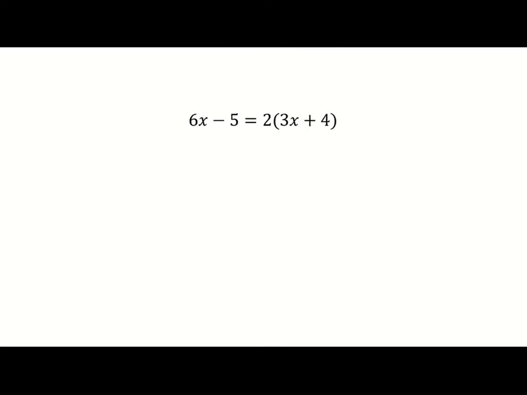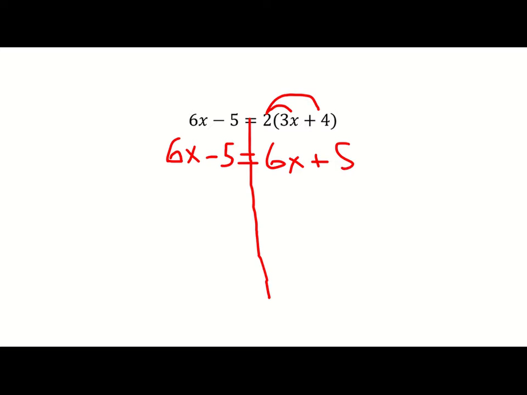Our second example is 6x minus 5 equals 2 times the quantity 3x plus 4. To solve this problem, again, we're going to solve it like a normal equation. On the right, we're going to distribute the 2 to both the 3x and 4. So on the left, we drop down 6x minus 5 equals, and on the right, 2 times 3x is 6x, plus 2 times 4 is 8.